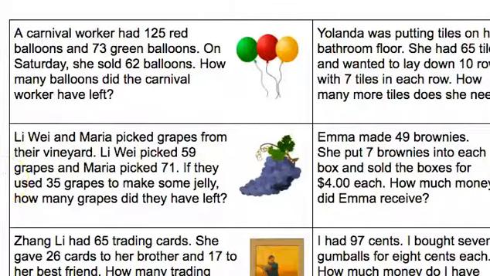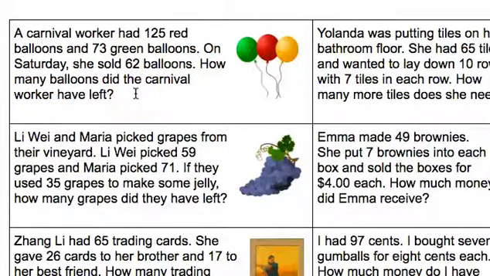Let me show you an example. Let's read this first problem together. A carnival worker had 125 red balloons and 75 green balloons. On Saturday, he sold 65 balloons. How many balloons did the carnival worker have left over?